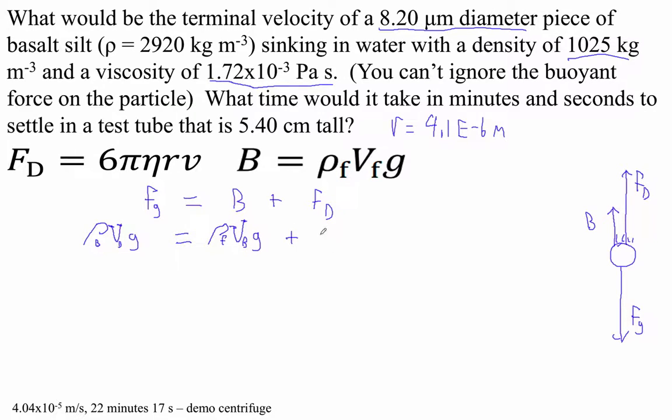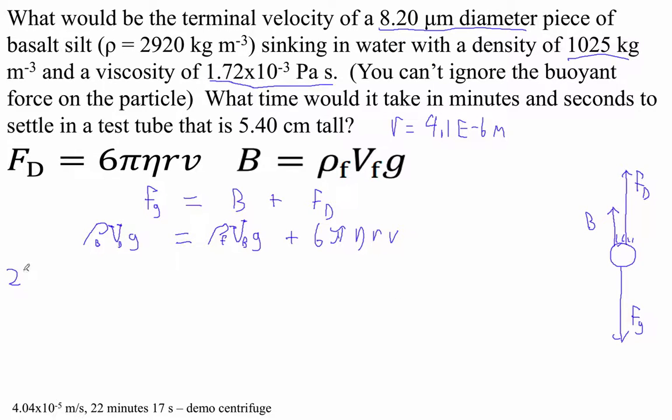And then plus this 6 pi nu R V. I don't even know if that's the letter nu. I should know. It's bugging me that I don't. Okay. But not enough that I actually look it up. Okay, so let's just plug numbers in here, right?